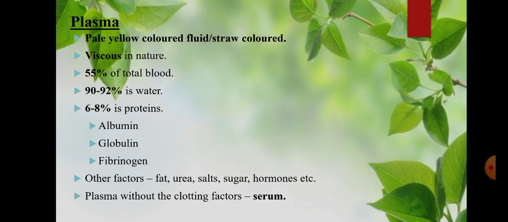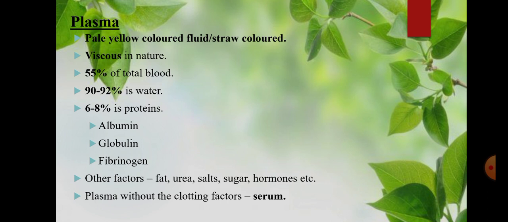Now we will be dealing with plasma. As we discussed in the last slide, plasma is a pale yellow colored fluid, or a straw colored fluid. You must have noticed straw, right? That is given to the cattle as fodder. So plasma is a pale yellow, straw colored liquid that is also viscous in nature. Viscous means what? Yes, it is slightly thicker than water. That is why we always say that blood is thicker than water.